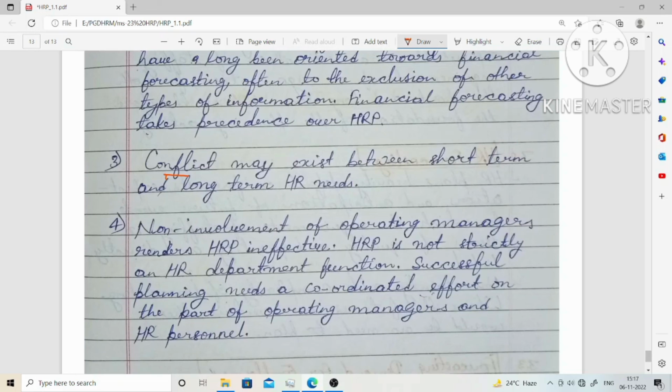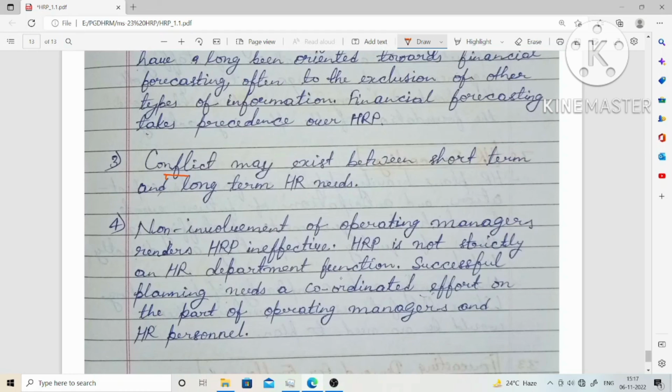Fourth given, non-involvement of operating managers renders human resource planning ineffective. Operating managers generally do not get involved in human resource planning, so it becomes ineffective. Human resource planning is not strictly an HR department function. It is thought of like that.